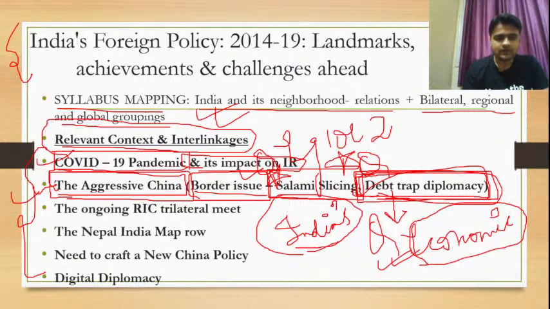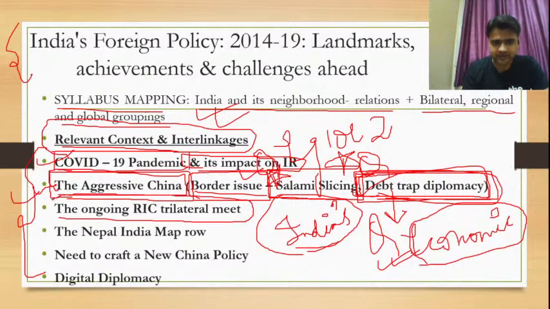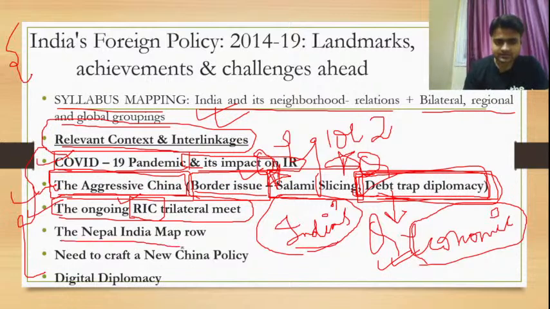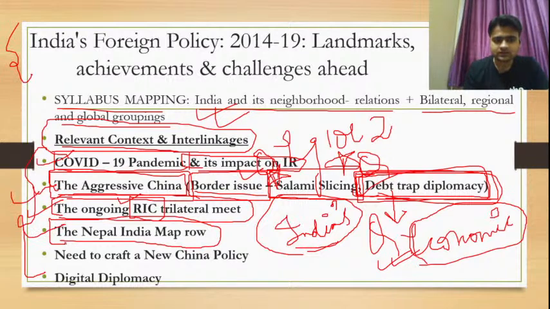Fine. Then the fourth is, you might be aware that there is an ongoing RIC trilateral meet, isn't it? Very easy question. You might tell me the countries which are there in the RIC trilateral meet. This meet is going on currently, in Moscow, Russia, where our minister Rajnath Singh has gone to participate in the RIC trilateral meet. Then we discussed the Nepal India map row, isn't it? This was another thing which we discussed.